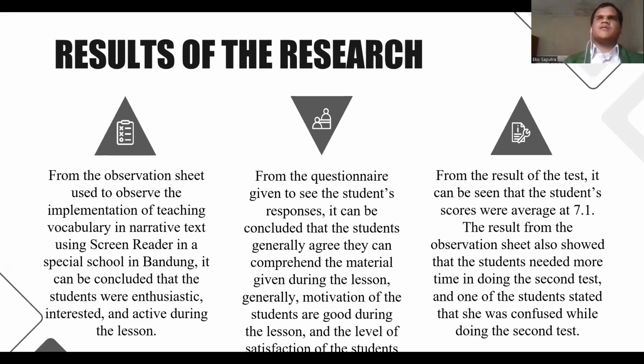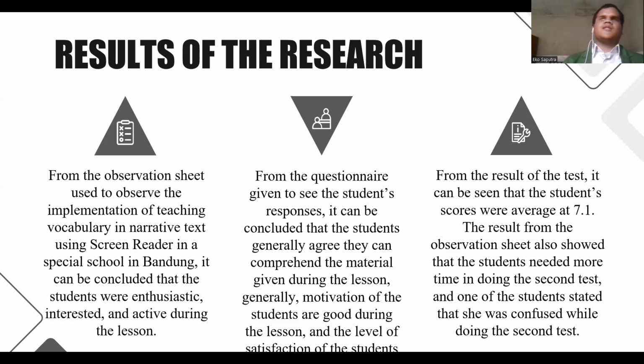So the questionnaire is split into four sections, consisting of 20 questions. It measures students' satisfaction, students' motivation, and their difficulties, such as difficulties in paying attention, etc. And you can see the result of the questionnaire on your screen. From the questionnaire, it can be seen that the level of satisfaction of the students is average. The students can comprehend the material faster, and they disagree that they have difficulties. So it means that they don't have any difficulties in the lesson.